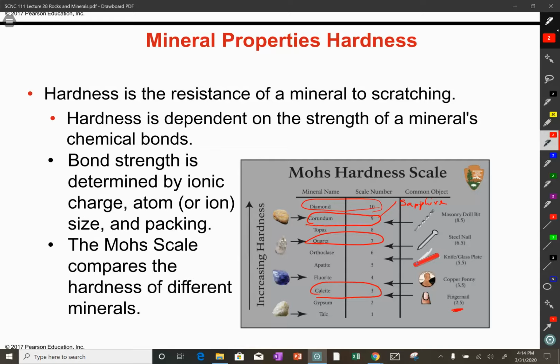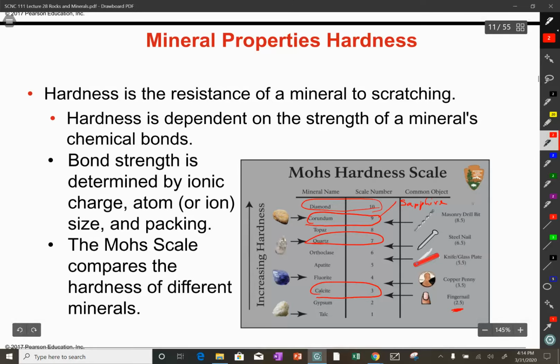So you could say, oh, is this calcite or quartz? Let me take out my penny and see if I can scratch it. If I can scratch it, it's calcite. If I can't, it's quartz. A typical knife blade is around 5.5, steel nail 6.5, masonry drill bit, those are hardened, 8.5. So you can determine the relative hardness with these simple things.